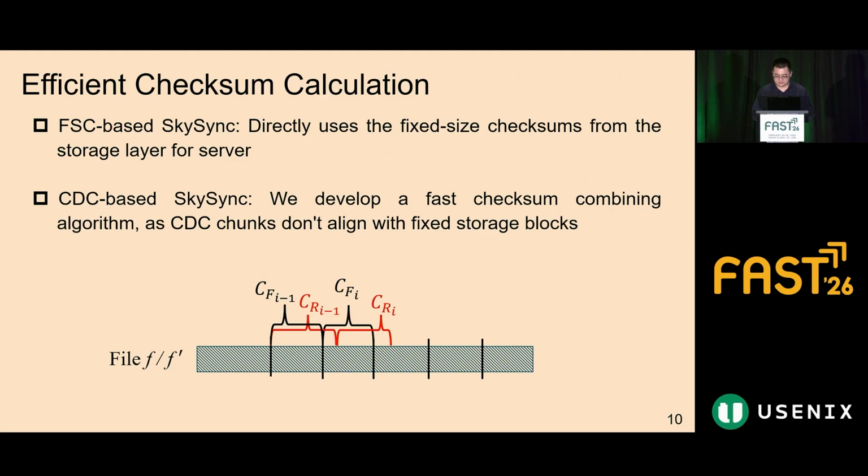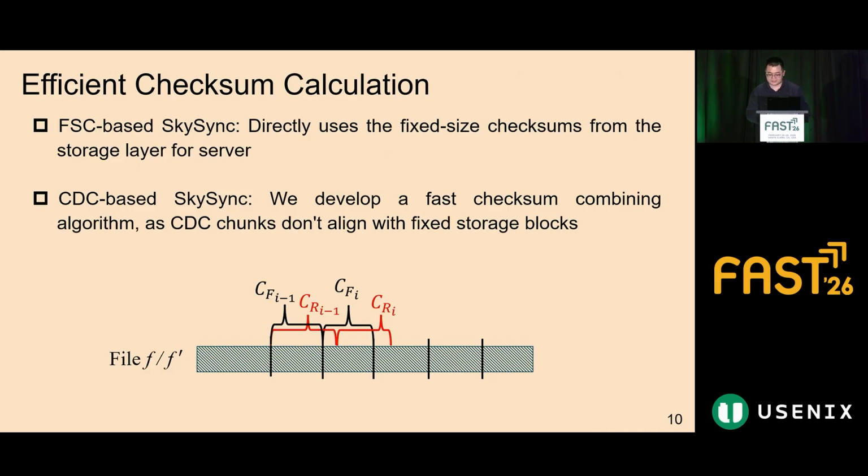For example, in the figure, the underlying storage layer might provide existing checksums for neat 4 kilobyte blocks. But the content-defined chunking algorithm determines chunk boundaries based on the file content. This means the boundaries of the variable-sized chunks labeled as chunk R in the figure will cross and overlap the boundaries of the original 4 kilobyte storage chunks labeled as chunk F in the figure.